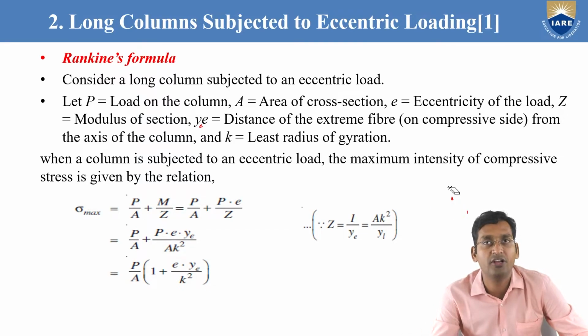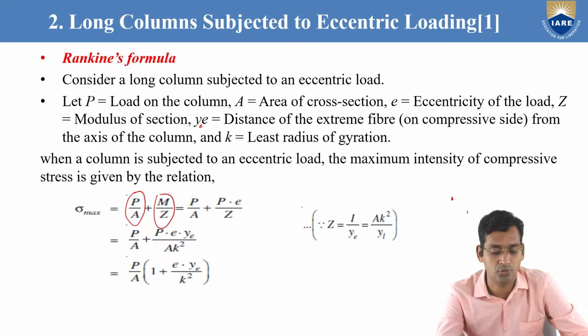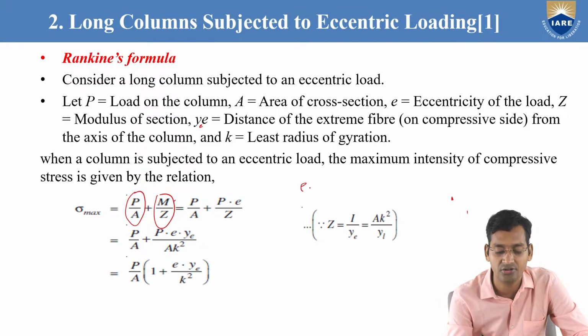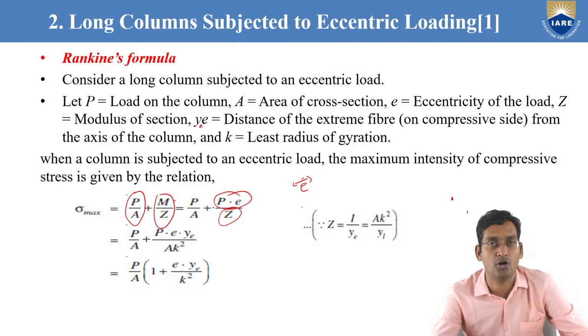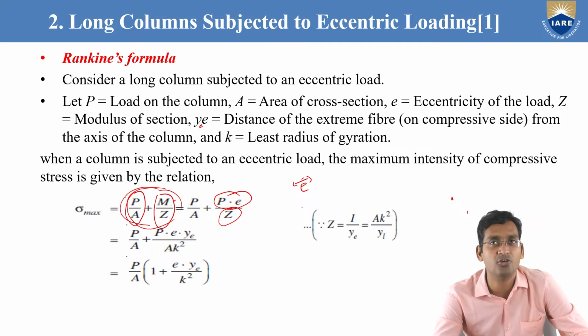Right. So now just see, when a column is subjected to an eccentric load, the maximum intensity of compressive stress is given by the relation P by A plus M by Z, that you know. But what about that M? Moment will be P into that eccentric distance where that load is acting. So now instead of M, we can write P into e divided by Z, where Z is the section modulus. If eccentric loading is not there, then this formula will be there. Once eccentric loading is there, the moment value will change and it becomes Pe.